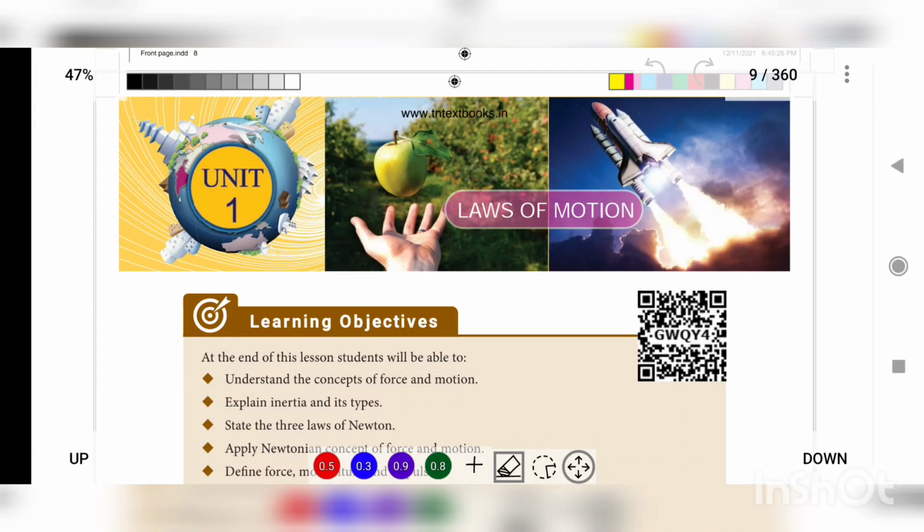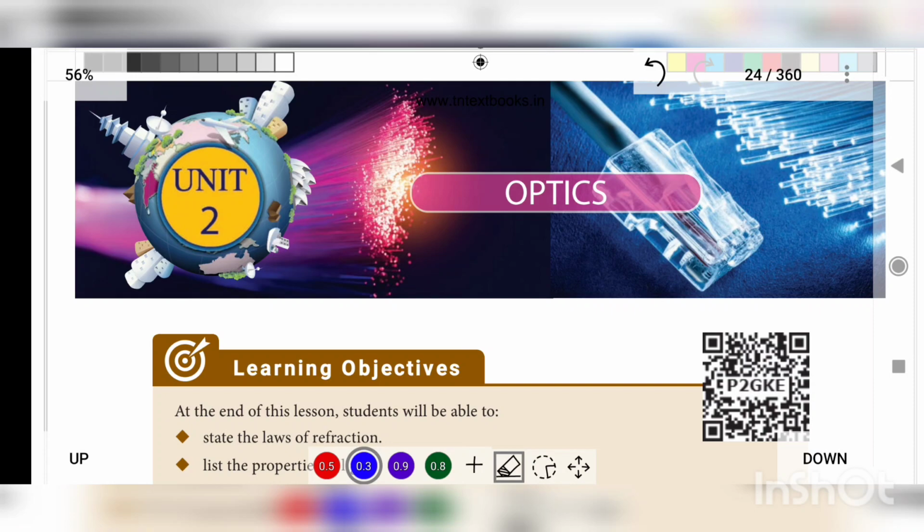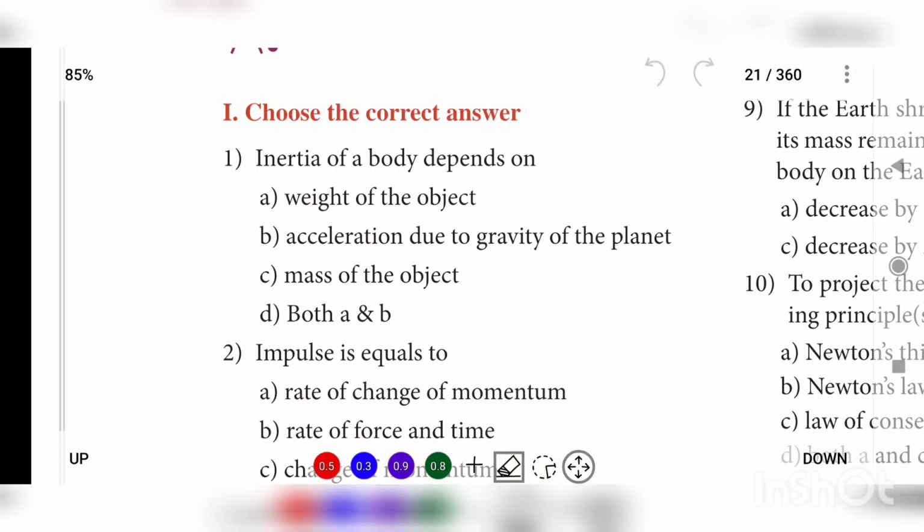Hello viewers. So today we are going to see answers for book back questions in science for Samacheer Kalvi chapter 1 and chapter 2. First, choose the correct answer. First one, inertia of a body depends on... Answer: inertia of a body depends on mass of the object. So answer option C, mass of the object.